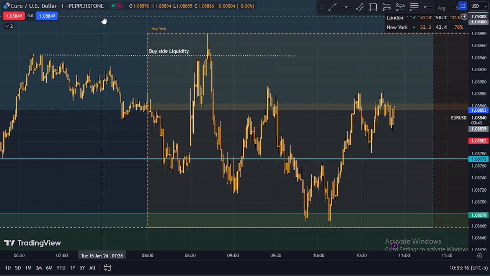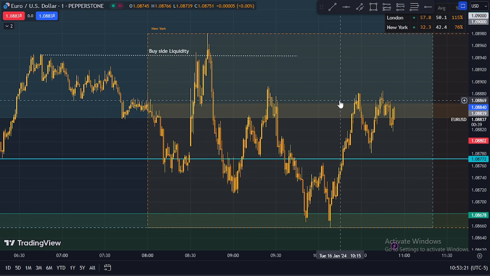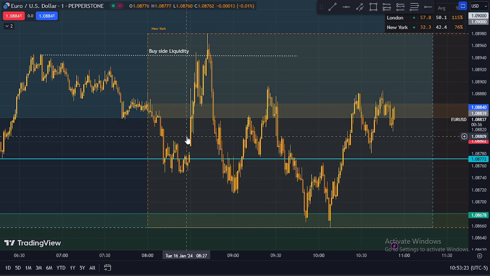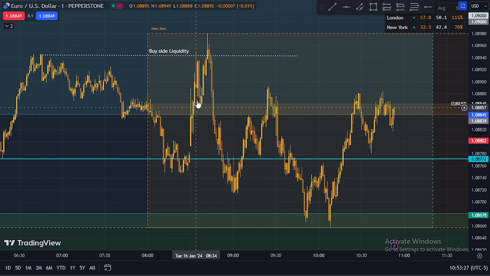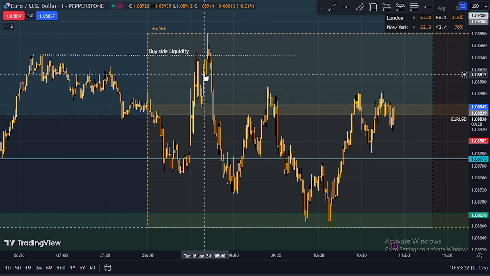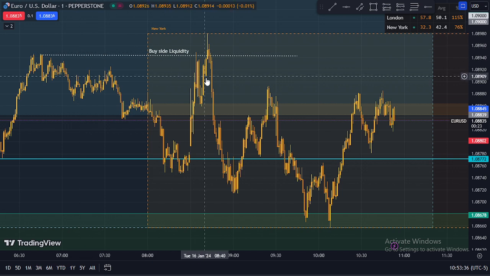The market is open. So this is today's price action. Today we had the news that came in at 8:30. We had this push to the upside. We came back down again. Then we swept these highs right there.